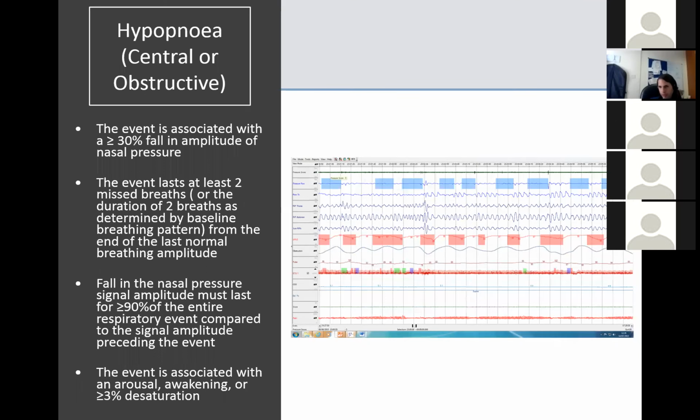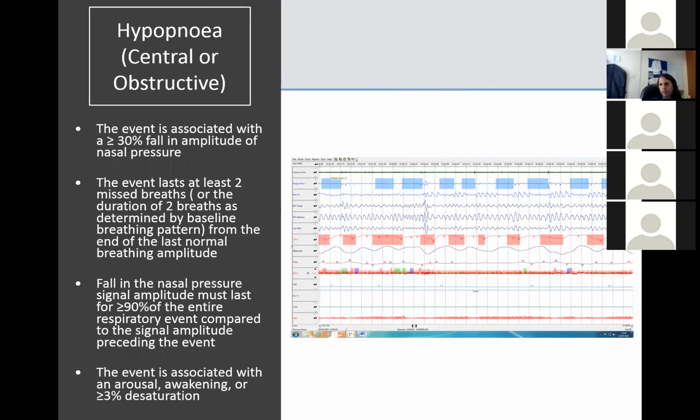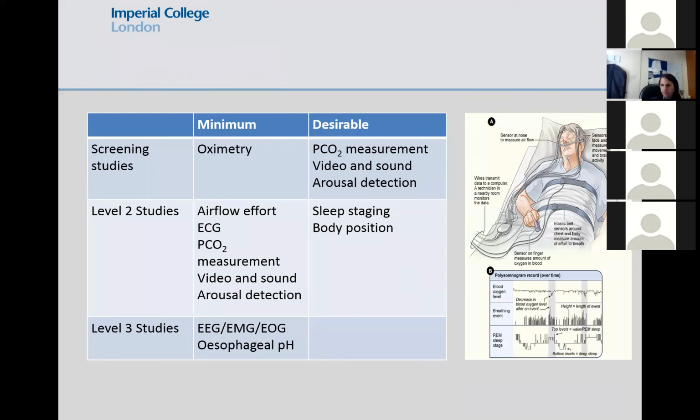And then you can have a hypopnea. These can be central or obstructive. So with the obstructive apnea, remember I said it was a 90% fall in the signal intensity. With a hypopnea, it's greater than or equal to a 30% fall in the nasal pressure. Again, 2 missed breaths, or the duration of 2 missed breaths as determined by the baseline breathing pattern. There's a fall in the nasal pressure and signal amplitude for more than 90% of the entire event. And again, the event must be associated with an arousal and awakening or a 3% desaturation. And again, you can see here there's a hypopnea. So there's a reduction in the flow associated with a desaturation. That just summarizes what I've been saying.